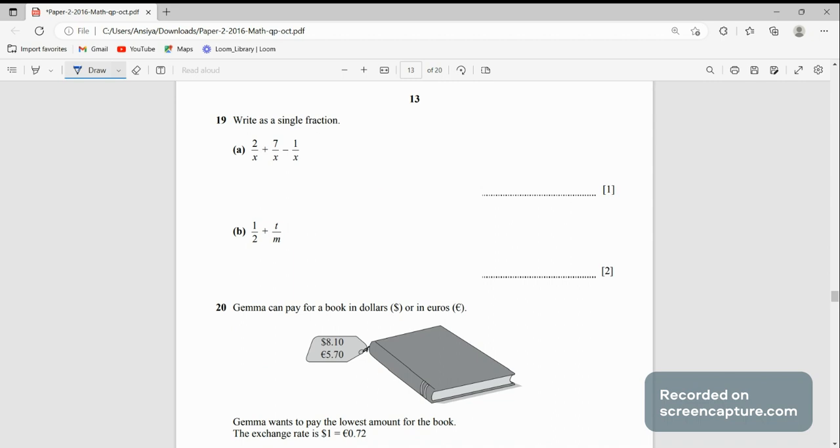Question 19. Write as a single fraction. It is addition and subtraction of fractions, and luckily the denominator is already the same, so we need not do anything. Just work with the numerators. 2 plus 7 minus 1 with a common denominator x. 2 plus 7 is 9. 9 minus 1 is 8, so the answer is 8 over x. Next question.